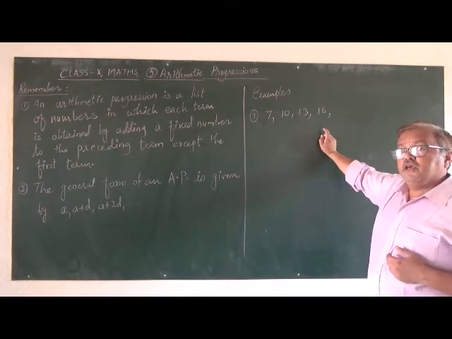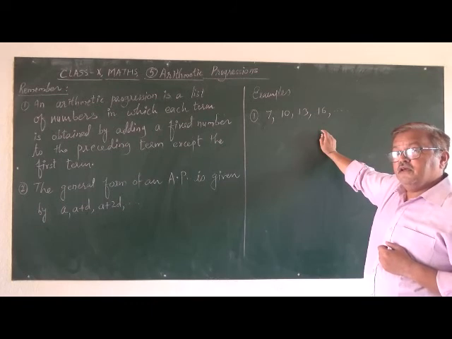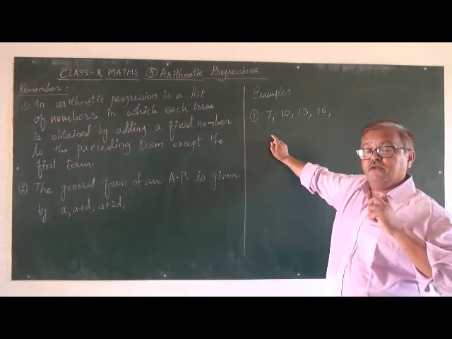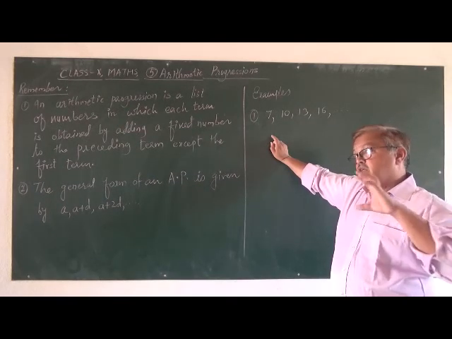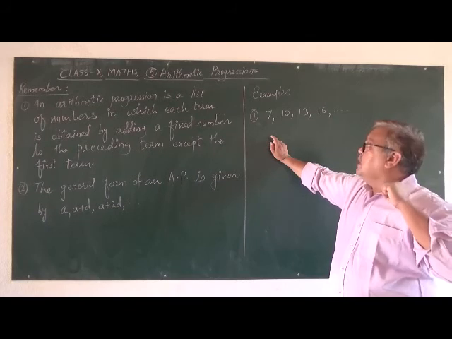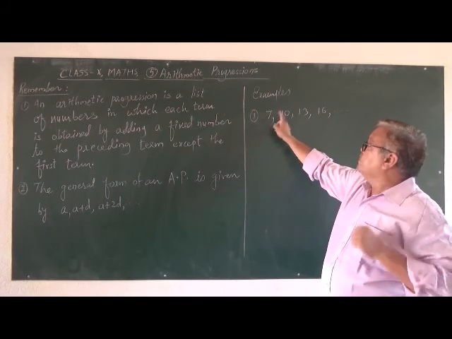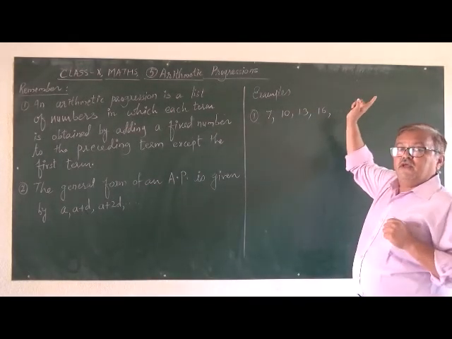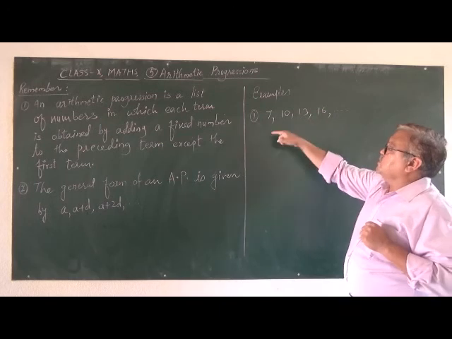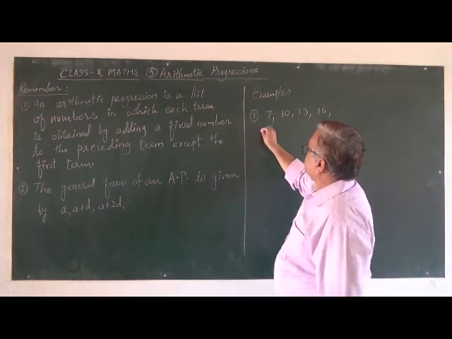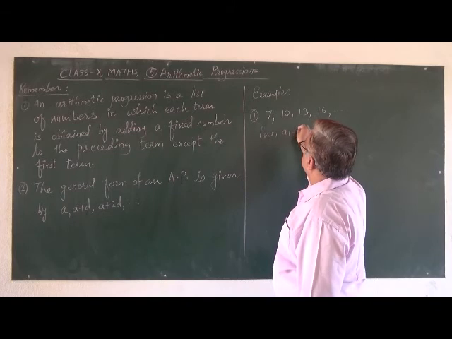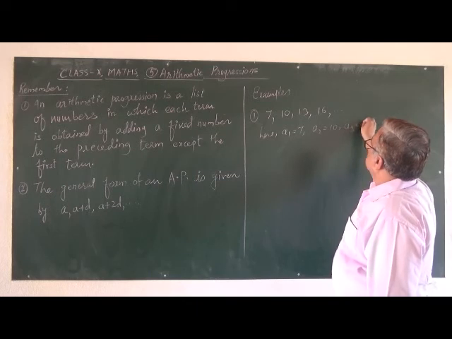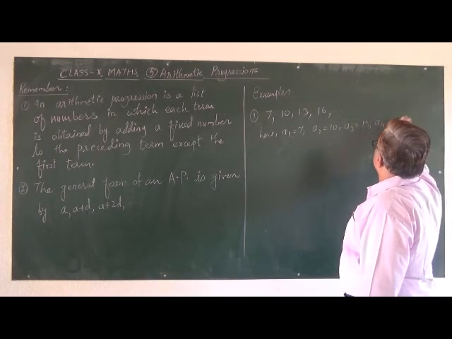Now how do you check whether it is forming an AP? Here I told you I have taken the first term as 7 and the fixed number which I am going to add is 3. But if a list of numbers is given and you want to identify an AP, how to find? This is called the first term, this is the second term, third term, fourth term, and so on. There will be the nth term, also called the last term. So here A1 is 7, A2 is 10, A3 is 13, A4 is 16.